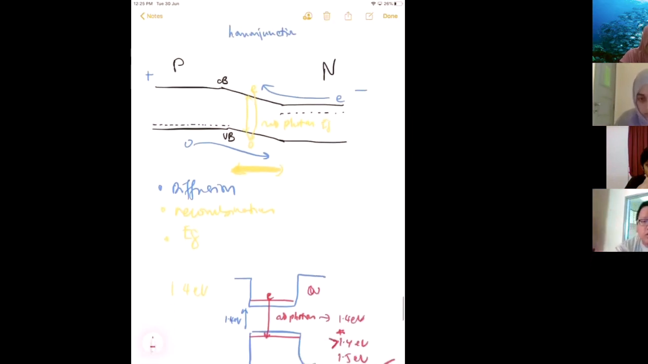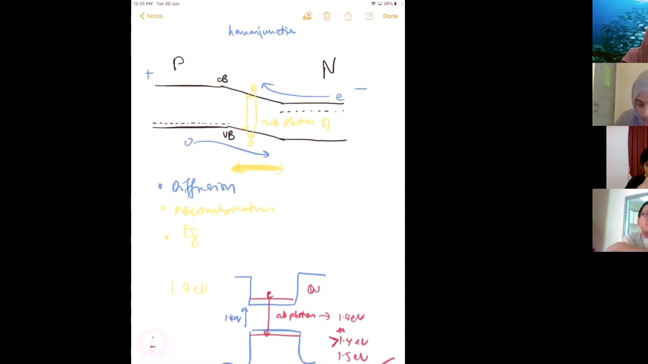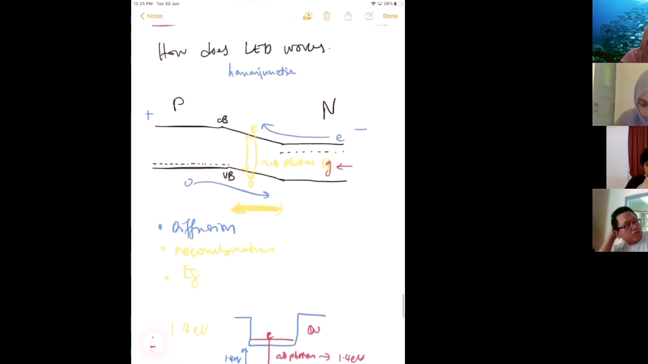So basically that's all. You have recombination, you have photons coming out, and you need to say what the energy of the photon that comes out is. That's all. So this is the LED. Laser is the same. You have recombination. The only difference is that when it recombines over here, it needs to go through a further step.